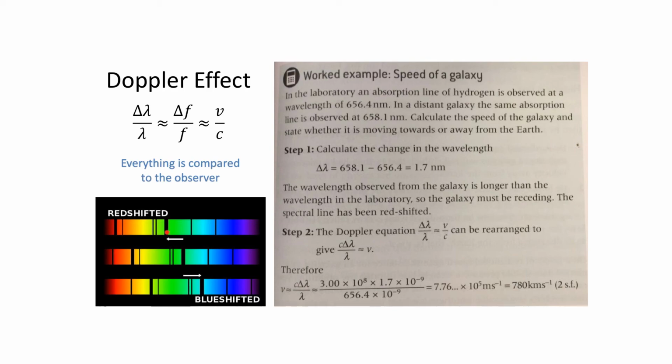And if we just focus on this slightly wider line, if it's red shifted, it moves towards the red end of the spectrum. If it's blue shifted, it moves towards the blue end of the spectrum. If something is moving away from us, we call it red shifted. If something moves towards us, we call it blue shifted.